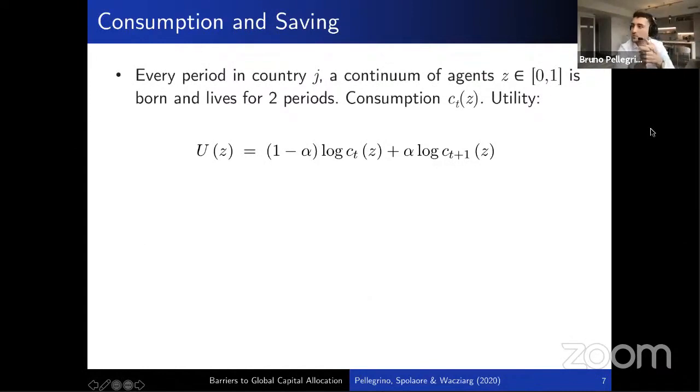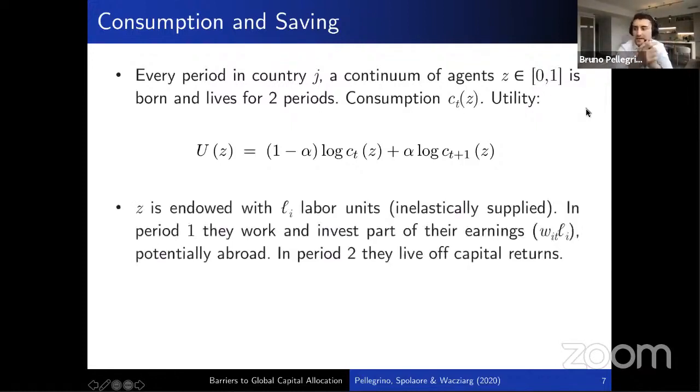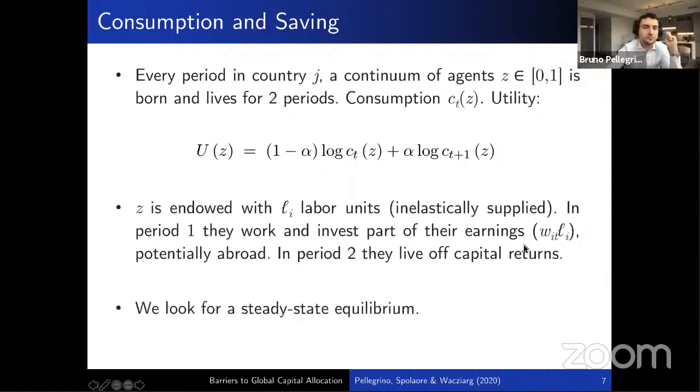Now, consumption and saving. In each country, every period, a continuum of agents indexed by Z between 0 and 1 is born and lives for two periods. So this is an overlapping generations model. We denote the consumption of agent Z at time t as C_t(Z), and we assume that these agents have intertemporal log utility. Each agent Z is endowed with units of labor that are inelastically supplied. When they're young, in period 1, they work and invest part of their labor earnings, which are given by W times L. They can invest abroad. In the second period, when they're old, they live off their capital returns. And in this model, we are going to look at a steady state equilibrium.